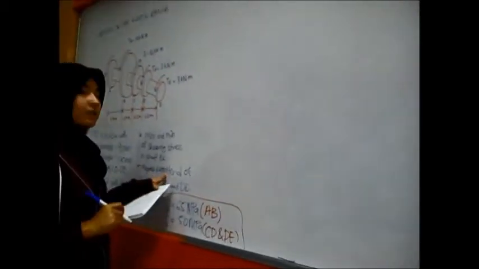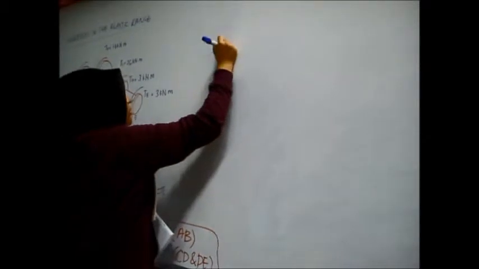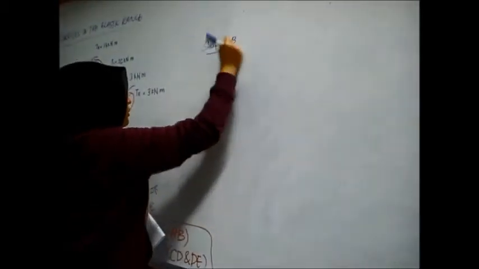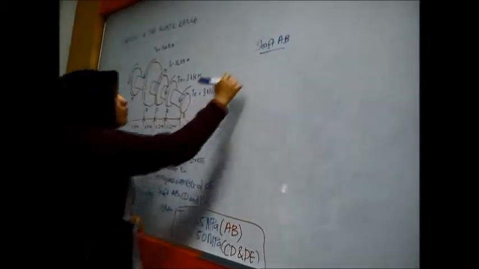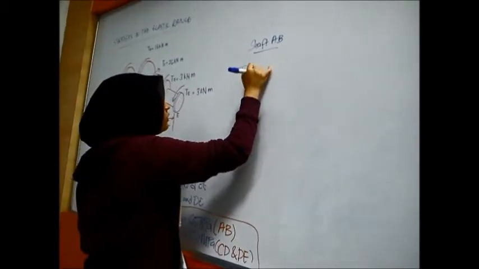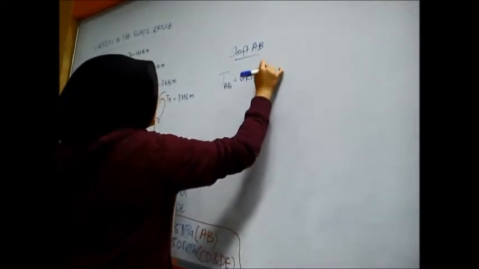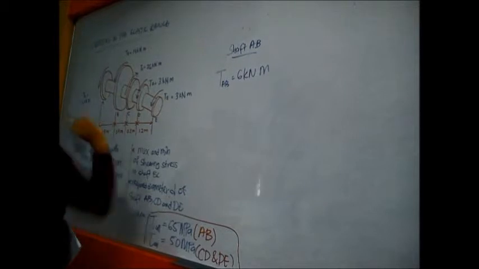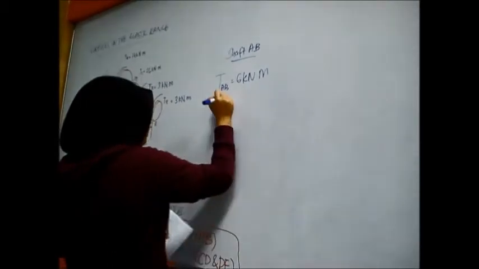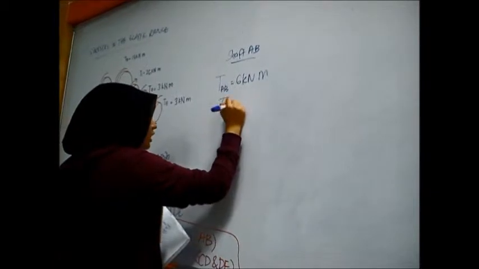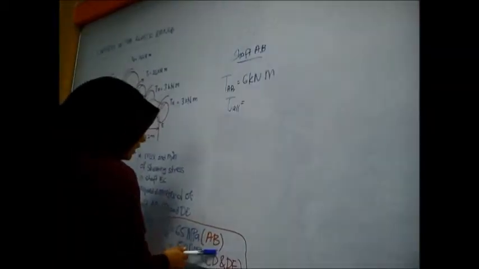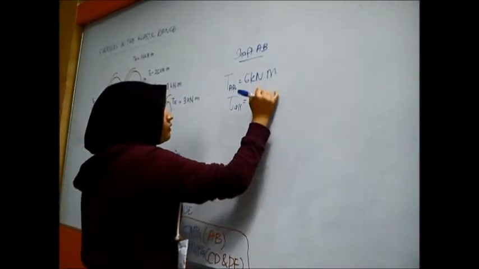Okay, for question number 2, it asks for the diameter d of shafts AB, CD and DE. So we calculate for shaft AB first. For shaft AB, we know that the torque over here is equal to 6 kilonewton meter. It gives the allowable shear, which for AB is 65 megapascal.